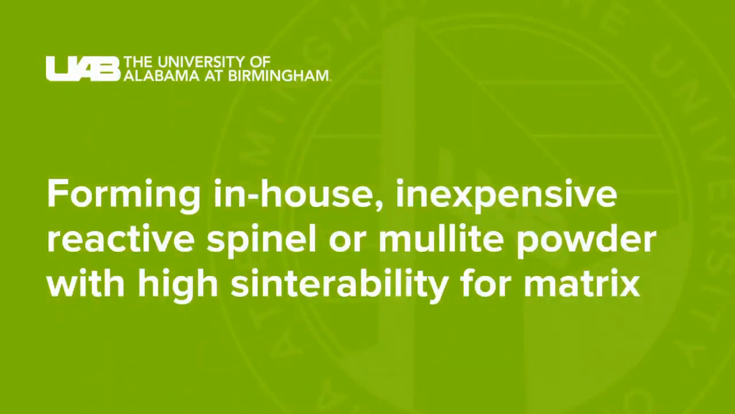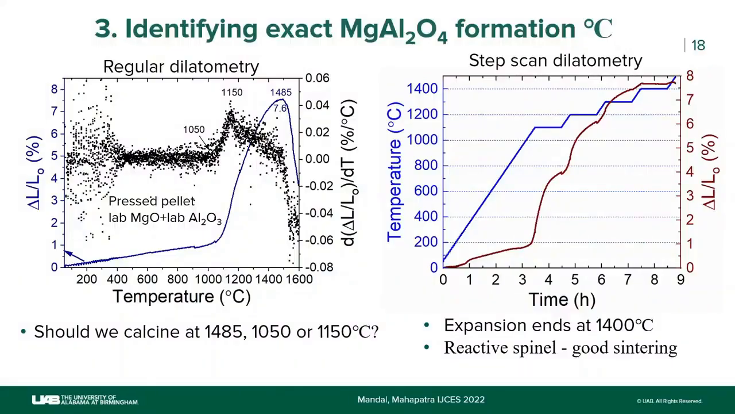And finally, forming in-house inexpensive reactive spinel or black powder with high sinterability. So the idea is that, let's say you have a customer where the profit margin is not that high, and you want to make something in-house. Some spinel, you cannot buy the premium grade spinels which are available in the market. You want to make something yourself, and this test is showing you at what temperature you should do it.